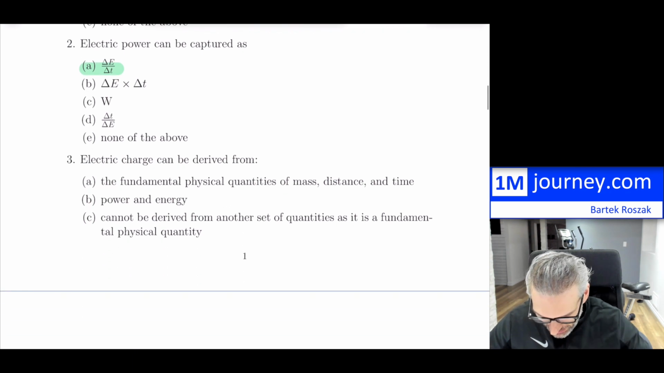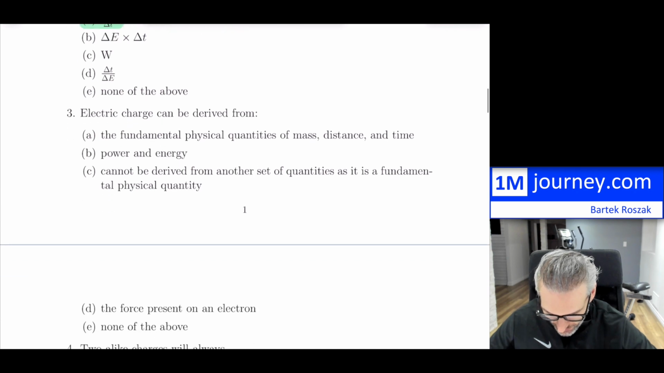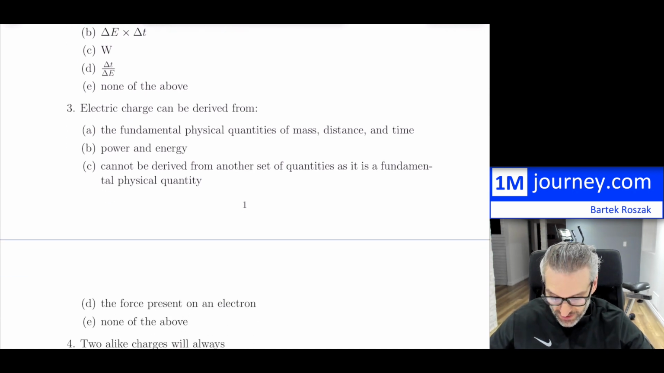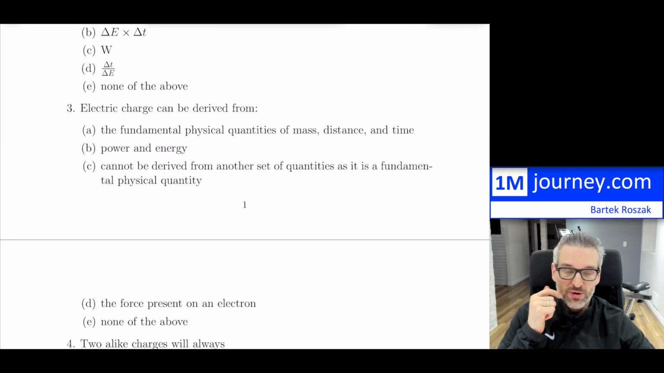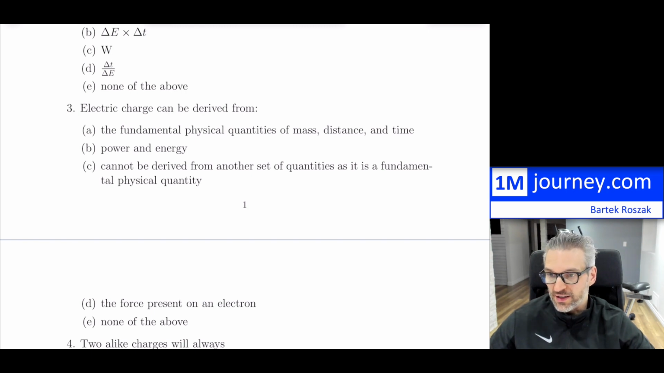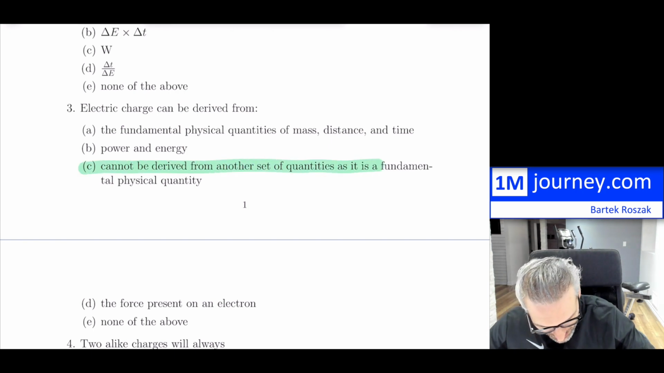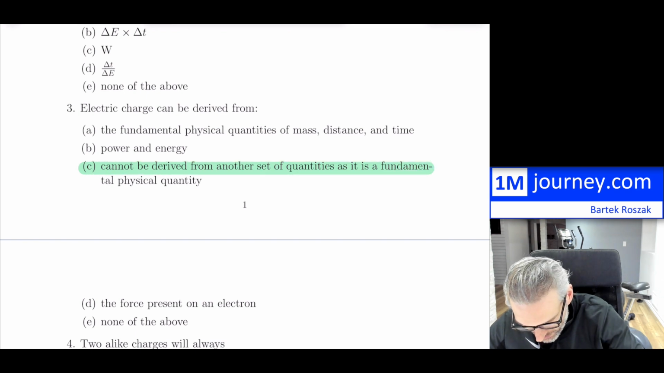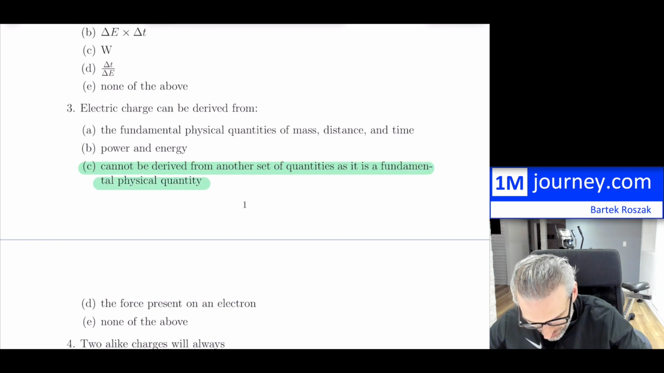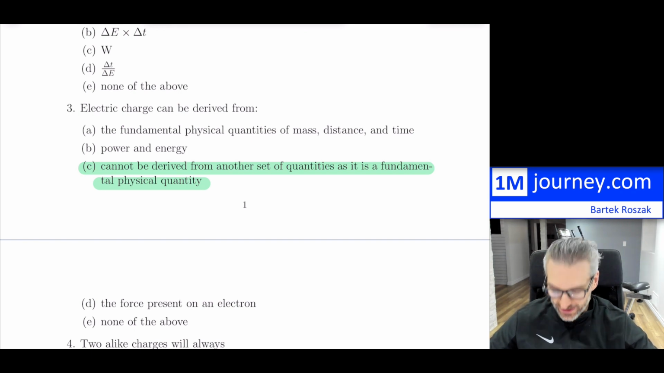Number 3, electric charge can be derived from, well, electric charge is a fundamental physical quantity, so it cannot be derived really from anything. So it's not going to be mass, distance, and time. Although those are fundamental physical quantities, they cannot come up with charge. It looks like C is going to be best. That is, it cannot be derived. It is a fundamental physical quantity.